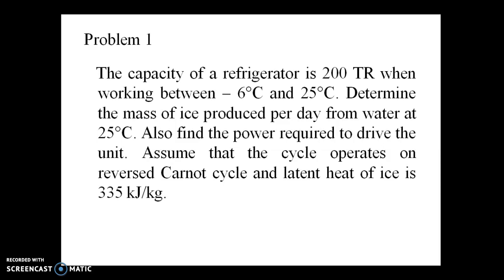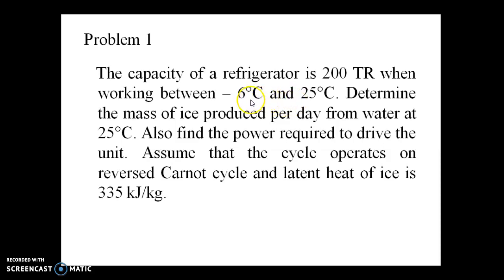In the problem they mention the capacity of the refrigerator. Capacity of the refrigerator means rate of heat removed from the refrigerator base per minute or per second. So they gave the capacity of the refrigerator in ton of refrigeration unit. So 200 ton of refrigeration working between minus 6 degrees Celsius and 25 degrees Celsius.